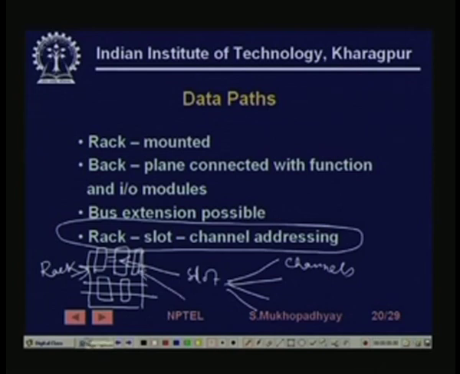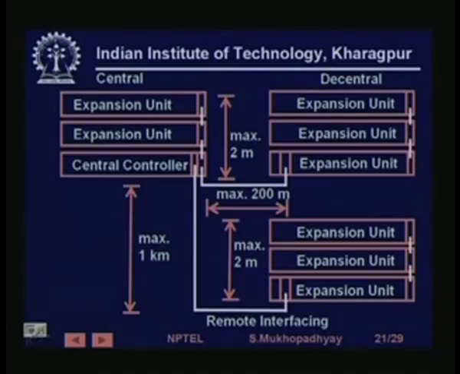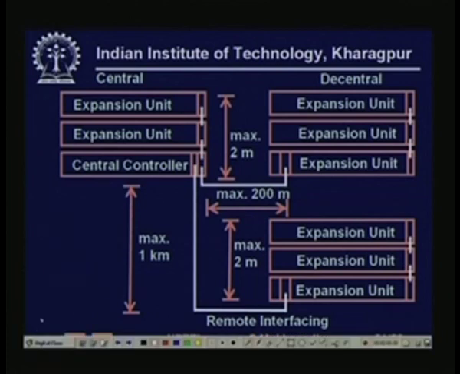We will see this in the next diagram. So here you are. This is one rack, let us say. Then you can have several racks, and they are connected by what are known as interface units, or interface modules. Similarly, you can expand your number of modules.